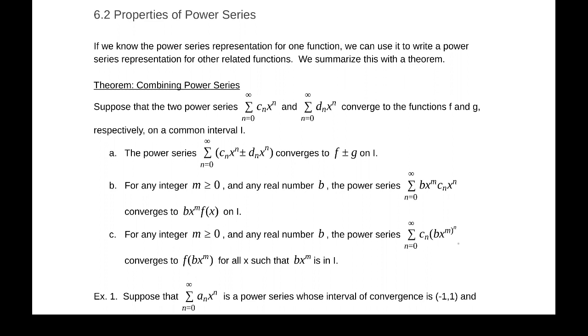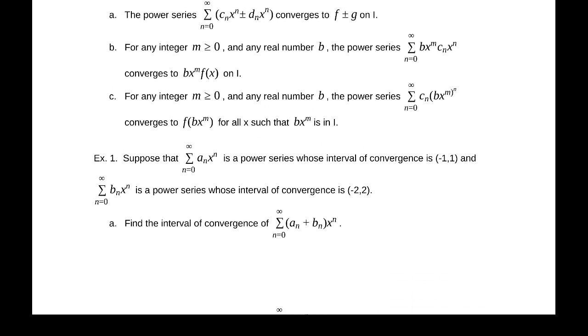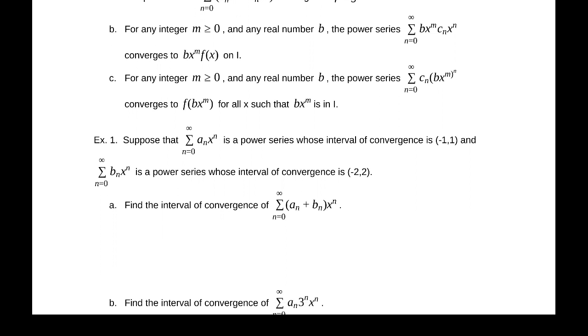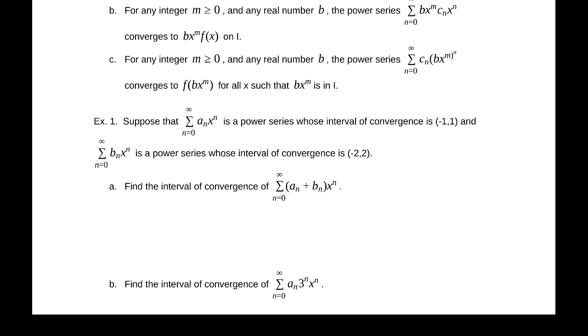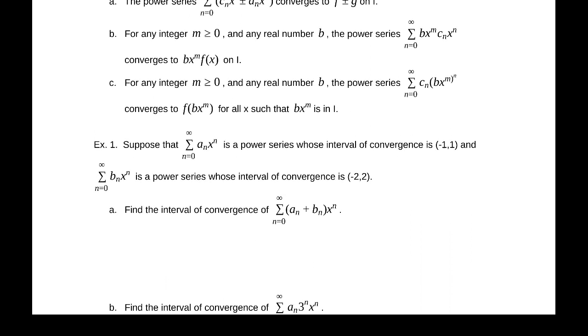So let's look at some applications of that. Suppose that this first power series has an interval of convergence of -1 to 1, and the second power series has an interval of convergence of -2 to 2. The question is, what is the interval of convergence of the sum? Well, we said earlier in part A, they have to have a common interval. The common interval here is -1 to 1. So that is the interval of convergence of the sum.